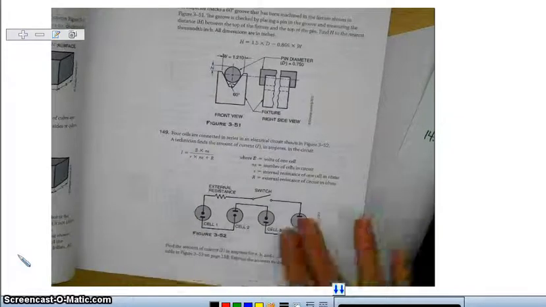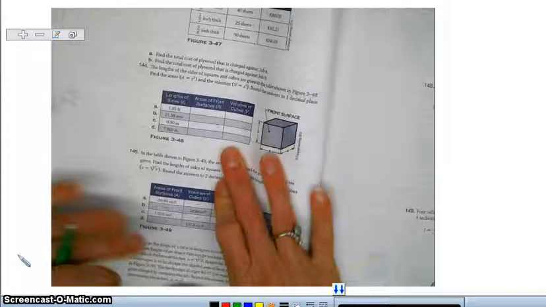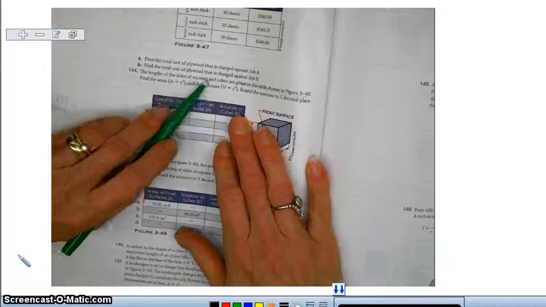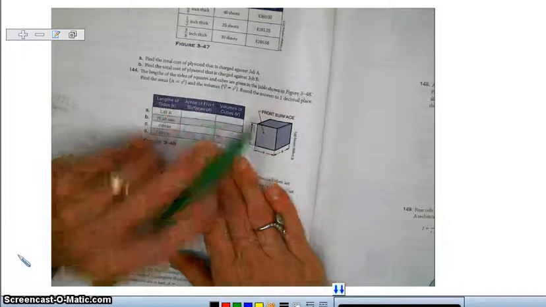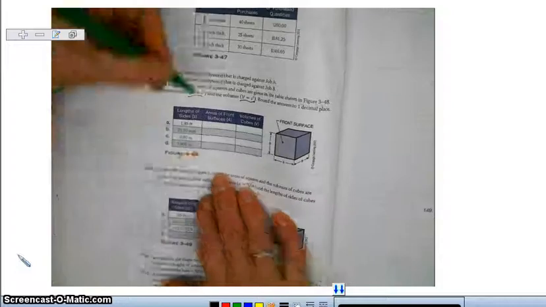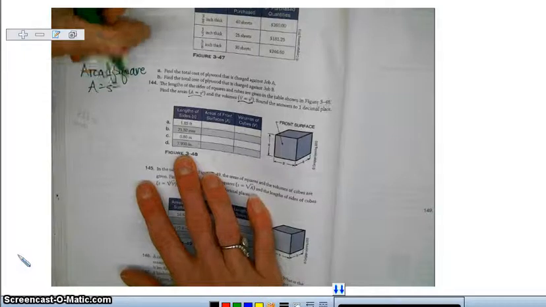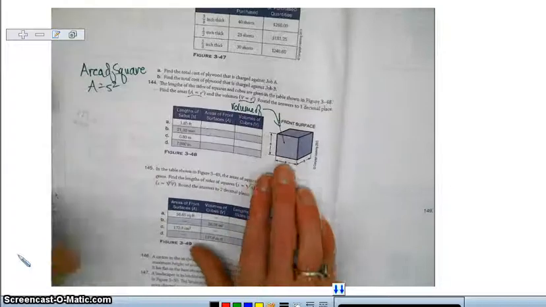Alright, so let's jump to number 144, and we might not look at all these parts, maybe just part A or B. We'll see. So we've got, find the area and volume: the lengths of the sides of squares and cubes are given in the table shown. Find the area, s squared, and the volume, s cubed. So the area of a square, A equals s squared, and this is the volume of a cube right there.